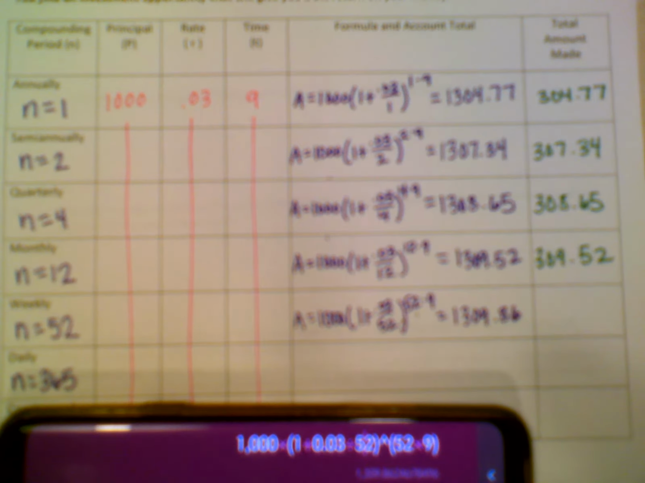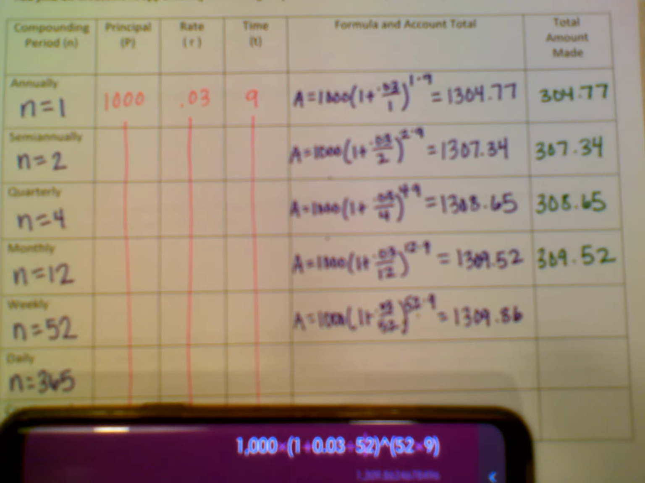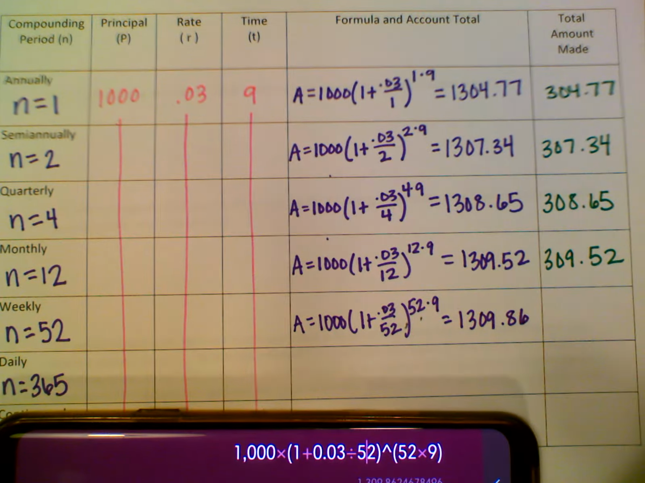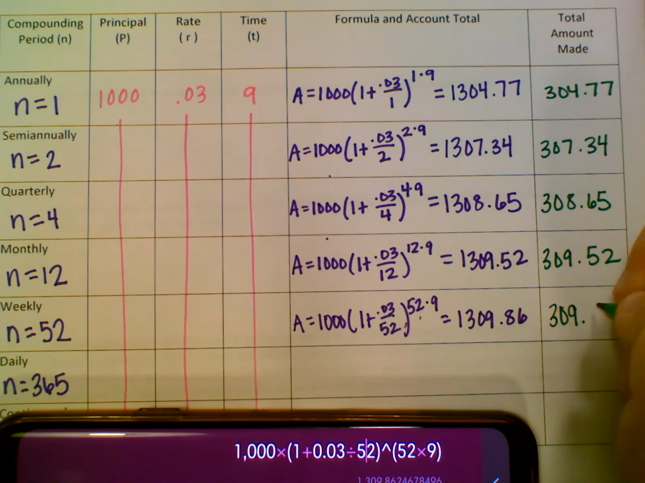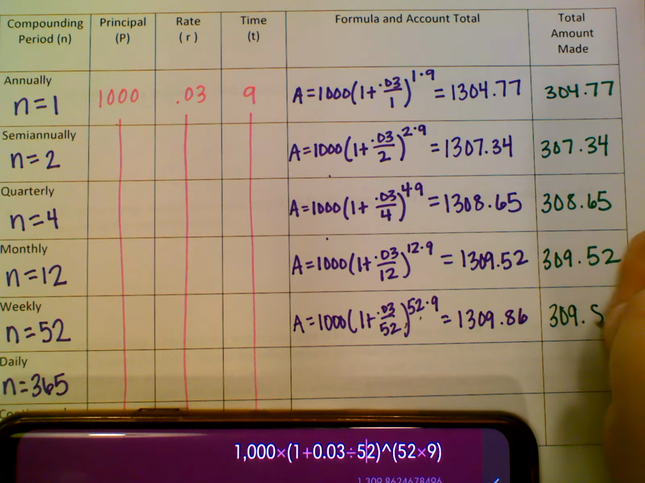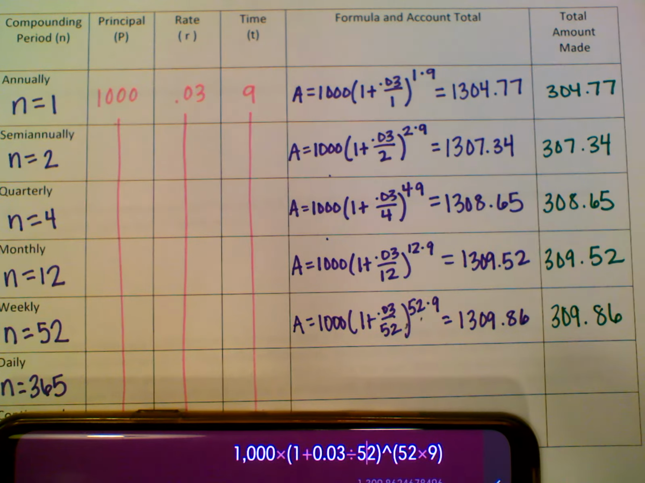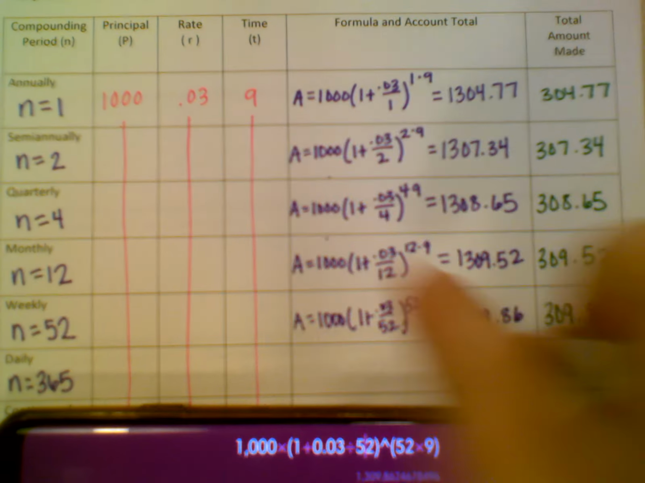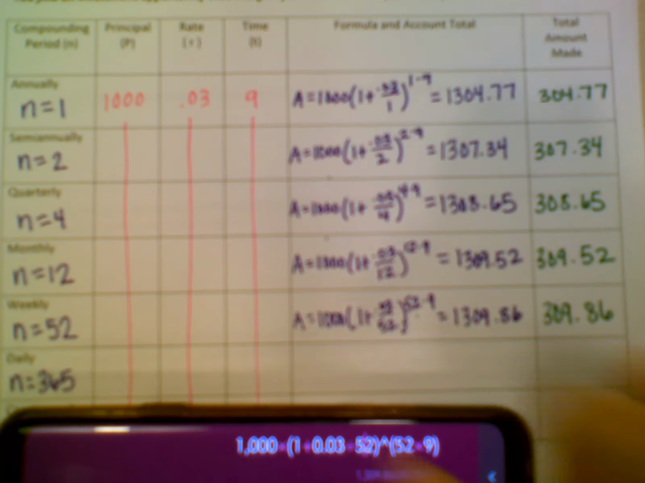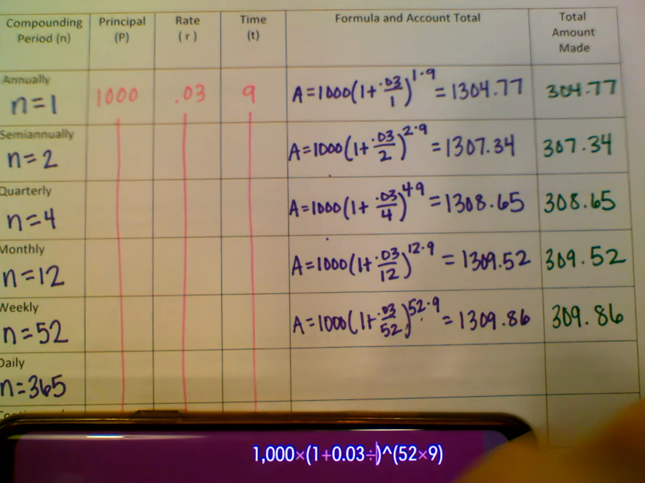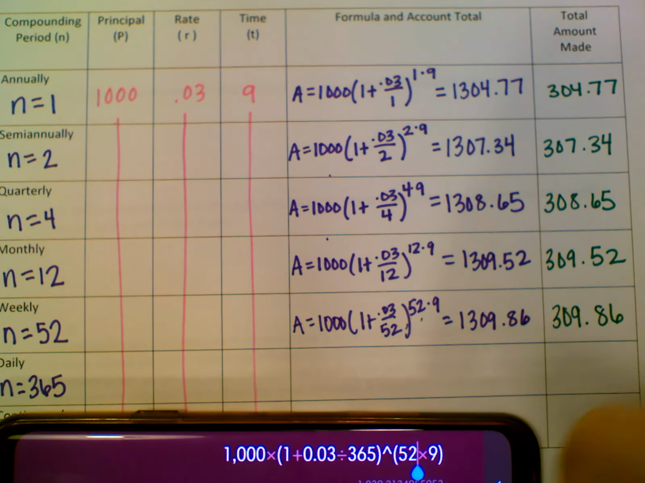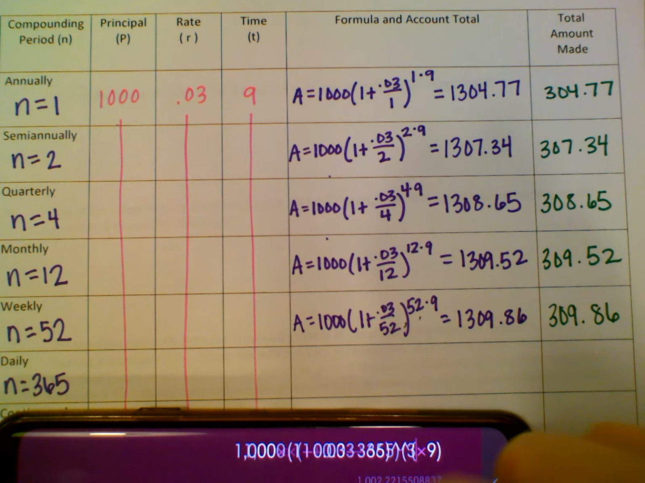It's like, 34-cent difference, compounding monthly versus compounding yearly. So as you compound more often, you do see an increase in the amount of money. Not necessarily a huge increase, but definitely an increase.